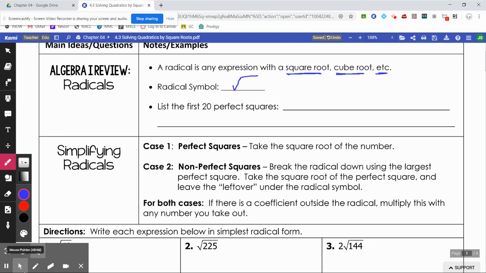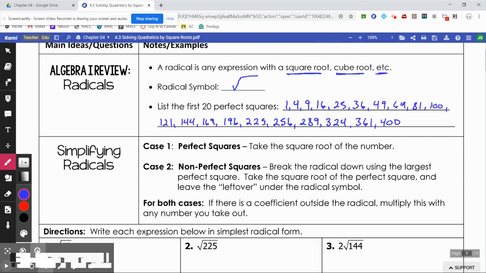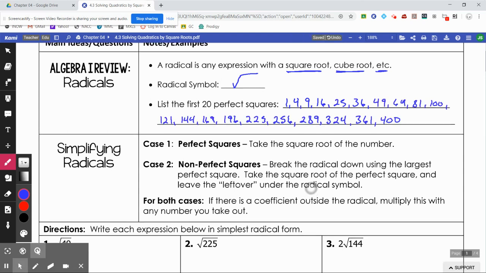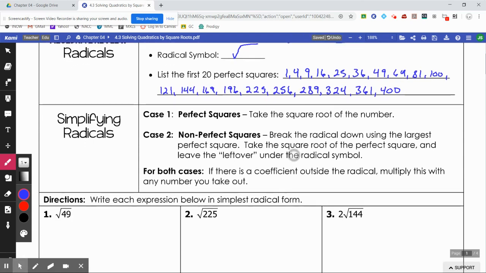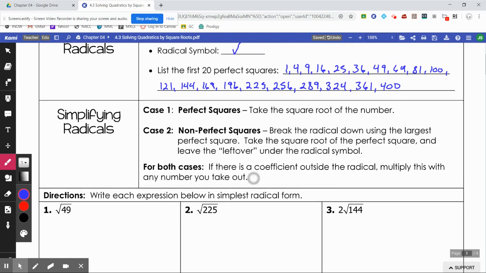Let's list our first 20 perfect squares. That would be 1 times 1, 2 times 2, 3 times 3, 4 times 4, 5 times 5, and so on and so forth. So there's the first 20. And you can pause the video if you'd like to get those copied down.